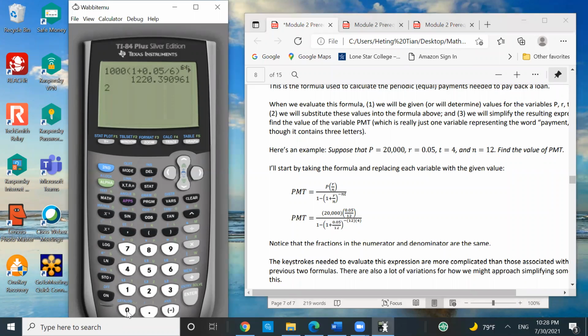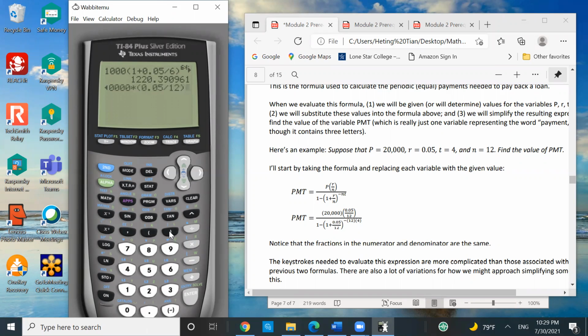So 20,000. Is that 20,000? I think one more zero there. Yeah, one more zero there. I can click delete. It deleted. And then times parentheses 0.05, that's the R, divided by n is 12.